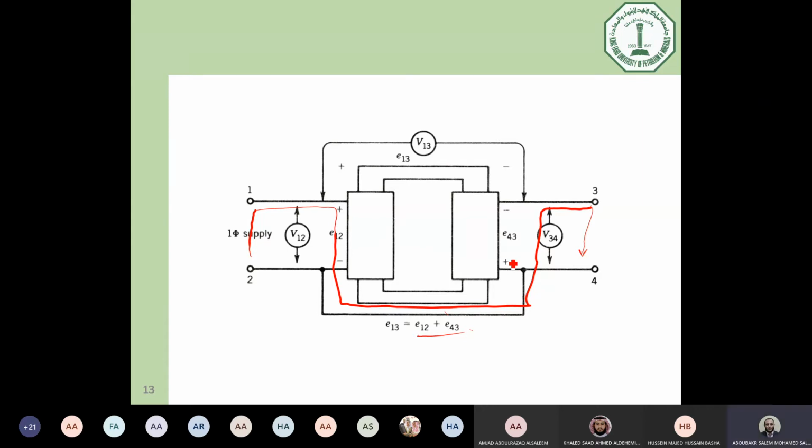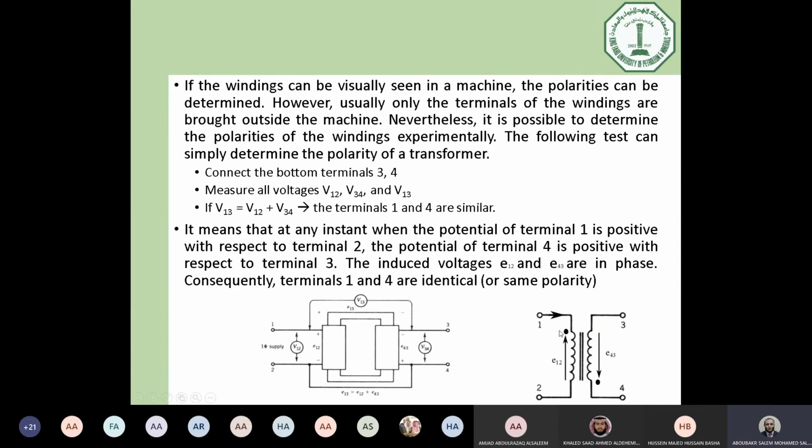What is the meaning if the assumption is right? The meaning is point 4 is positive and point 1 is positive as well. So 1 and 4 are identical. This means you have to add the dot at terminal number 1 and at terminal number 4. So if we return back now to the dotted coils here, you can add the dots like that.